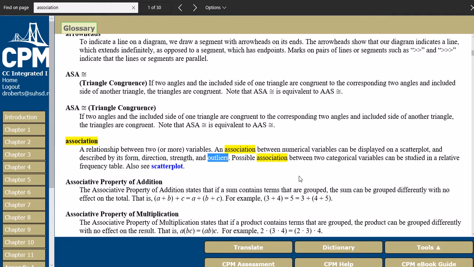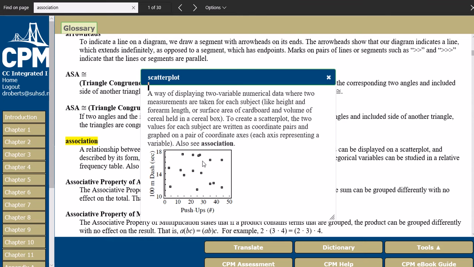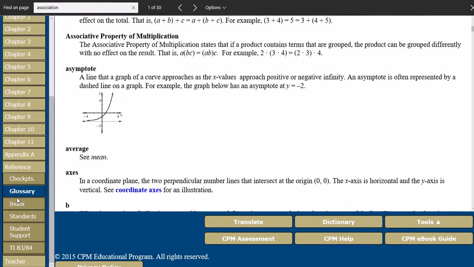And then possible association between 2 categorical variables can be studied in a relative frequency table. And we've been looking at that not with a relative frequency table, but we've been looking at them as scatter plots. Anyways, the textbook is way more than the homework help.